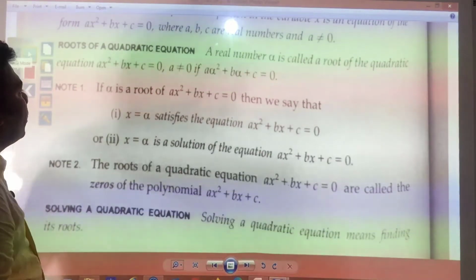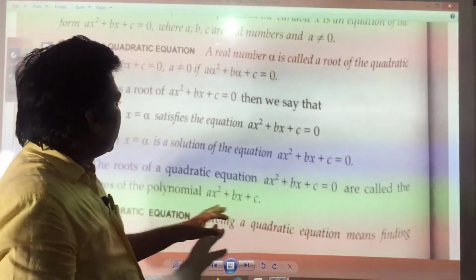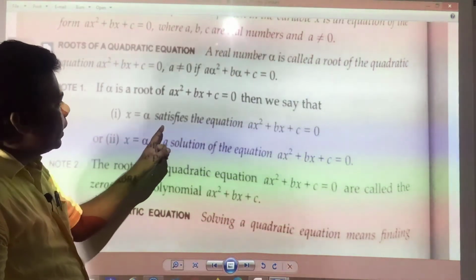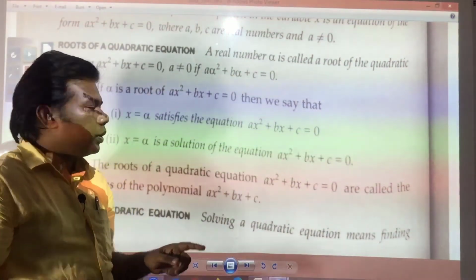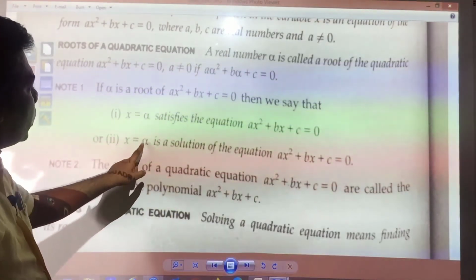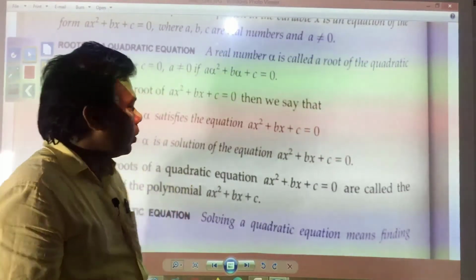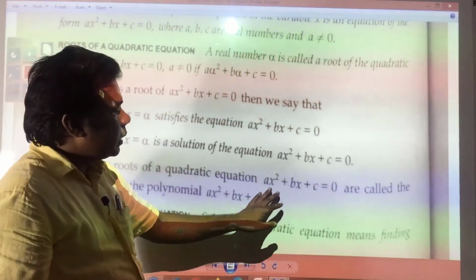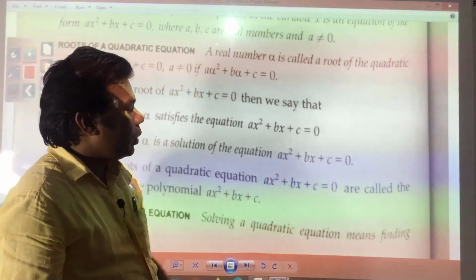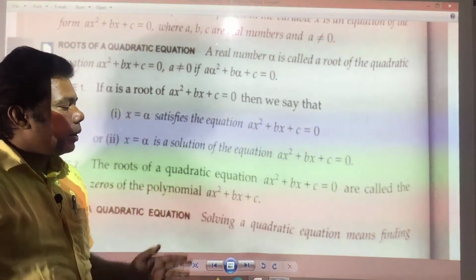Here you see, if alpha is a root of ax square plus bx plus c is equal to 0, then we say that x is equal to alpha satisfies the equation ax square plus bx plus c is equal to 0, or x is equal to alpha is a solution of the equation ax square plus bx plus c is equal to 0. The roots of the quadratic equation ax square plus bx plus c is equal to 0 are called the zeros of the polynomial ax square plus bx plus c.